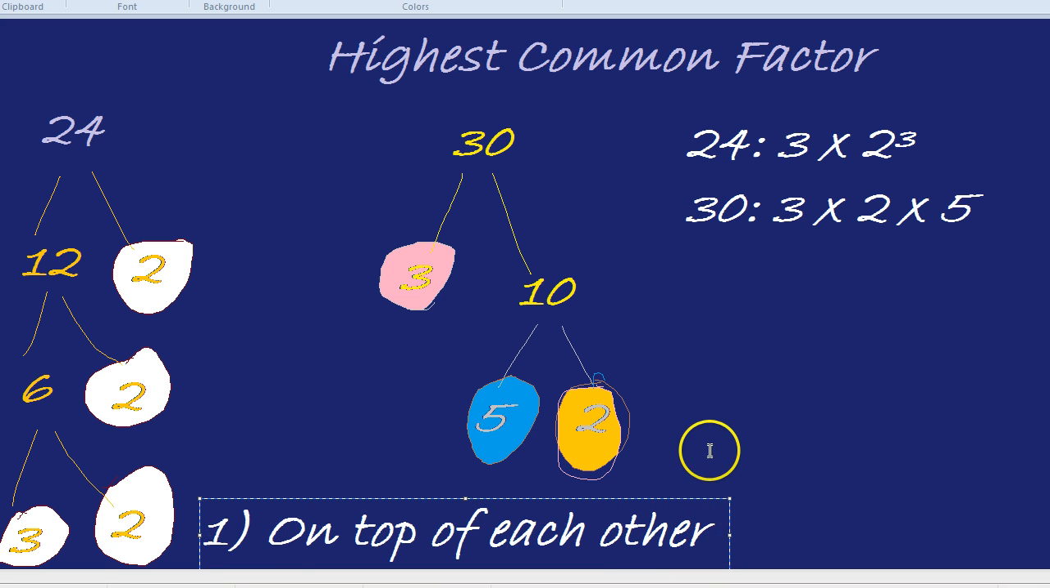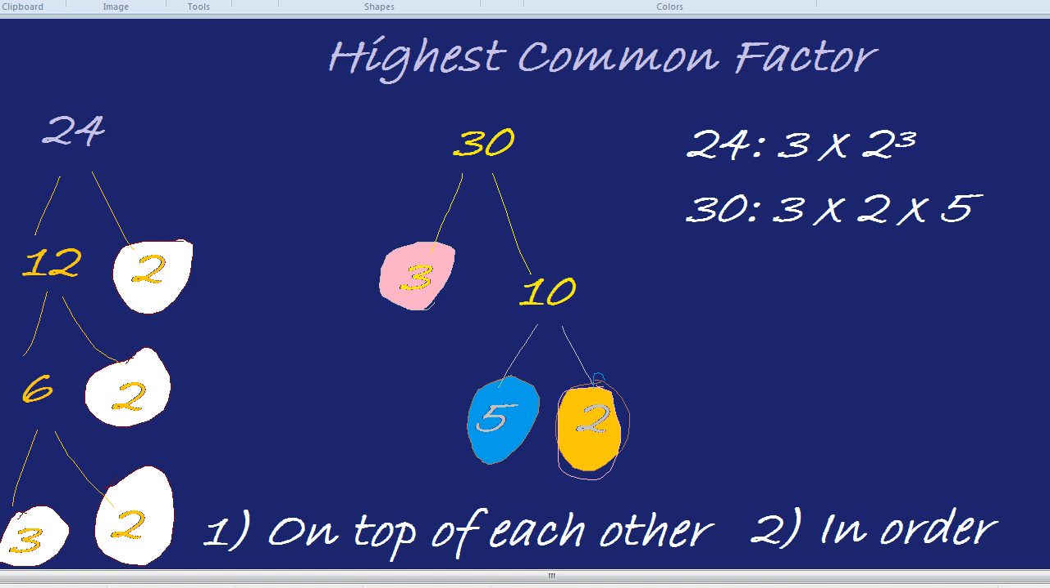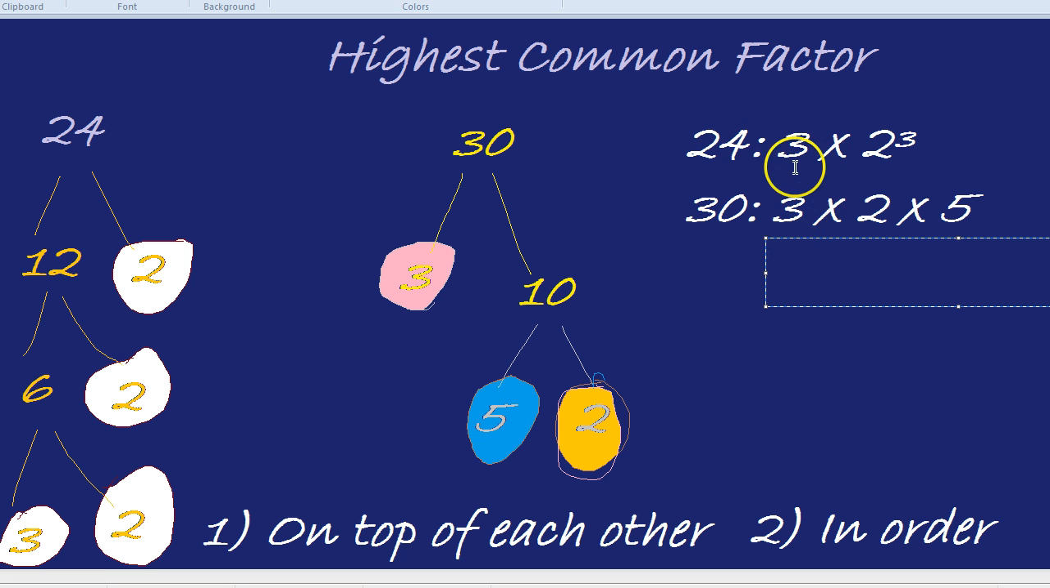Spread that out. Second thing, in order, which means the 3's with the 3's, the 2's with the 2's, the 5's with the 5's, the 7's with the 7's if there were, etc., etc. Now here's the killer bit. For the highest common factor, beneath, you take the smallest of each of the numbers. In the case of 3 and 3, they're both the same size, so we just take 3.